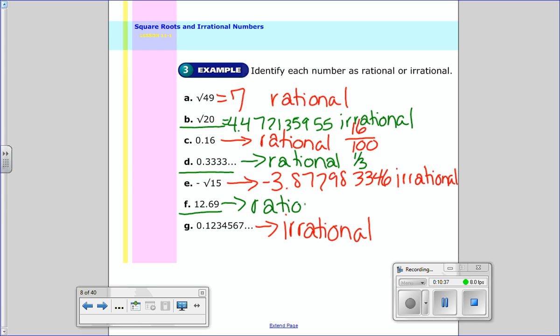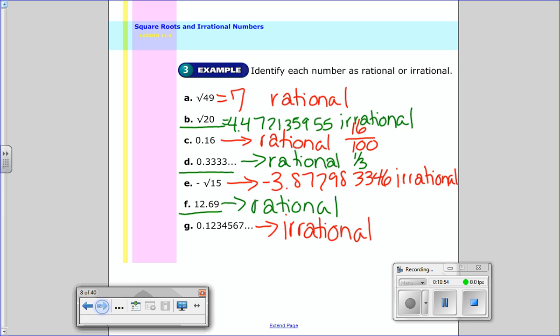All right, so when you're doing these ones, just make sure you check to see if the decimals stop and terminate, or if they repeat, because those are the trickiest parts, I think.